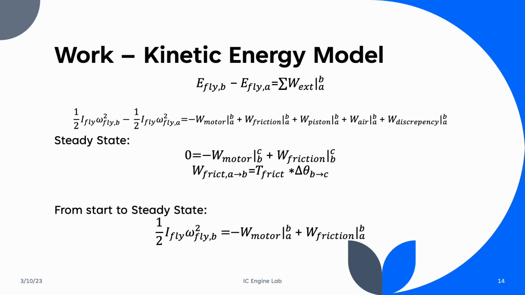This is the work kinetic energy model for this experiment, and quite a few terms are negligible, starting with the kinetic energy at position A, because when it starts it's at rest, therefore the angular velocity is 0. The work to the piston is oscillation due to piston motion, which is negligible due to it being a very small value. Work due to air is negligible because the head is off and there's no airflow, and the work due to discrepancy is 0 because the point of this experiment is to find the model values.